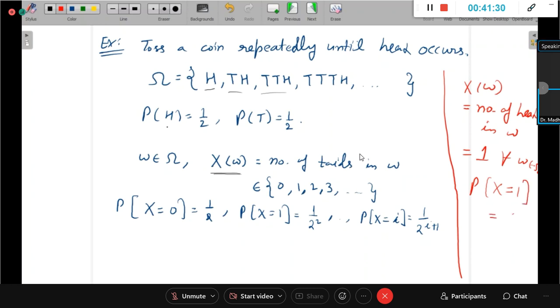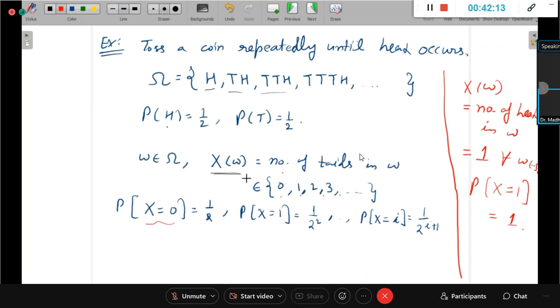And what is the probability mass function? For a constant random variable, the probability of x equals 1 is 1. Every event has this, and you can assign this one only. So to make it more interesting, we take the case of the number of tails in w. The number of tails could be 0, 1, 2, 3, and so on, up to n, so the set of natural numbers union 0, again a countable set. So countably infinite is not a problem.